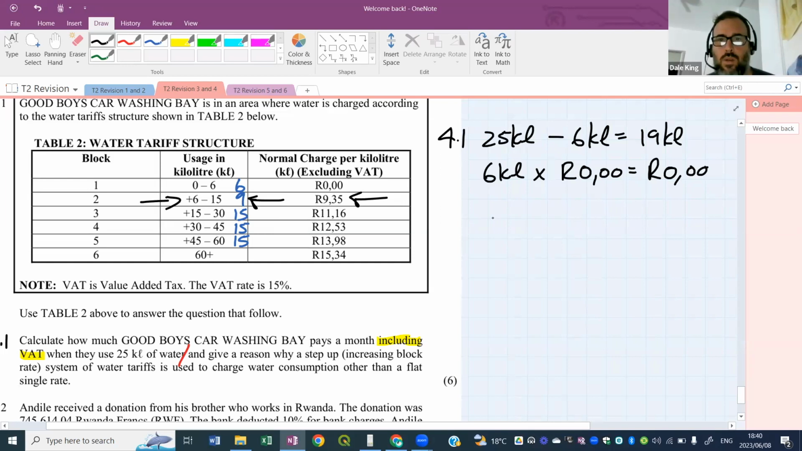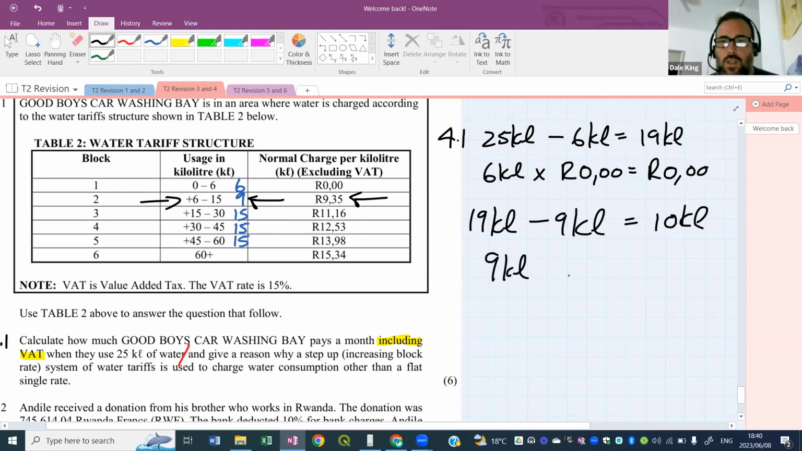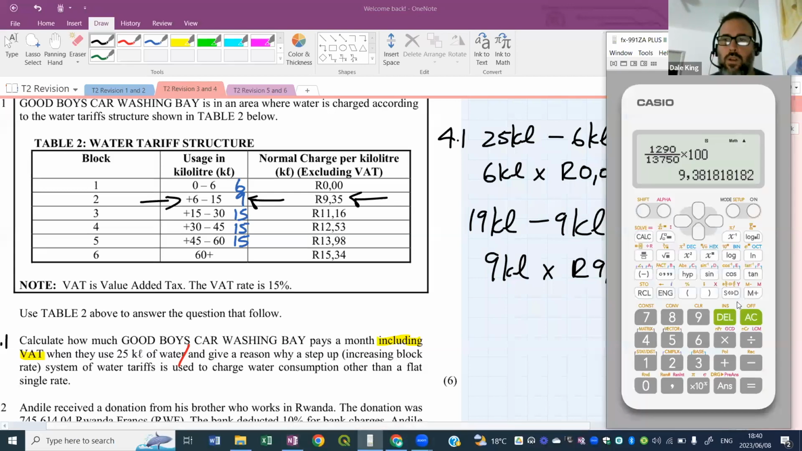All right. So what I'm going to do is I'm going to say, I've got 19 still. I'm taking 9 from that, which means I have 10 left, by the way. That next 9 kiloliters of water must be charged at this block 2 rate, which is 9 Rand 35. I hope you guys are following. Right, we got to calculate that.